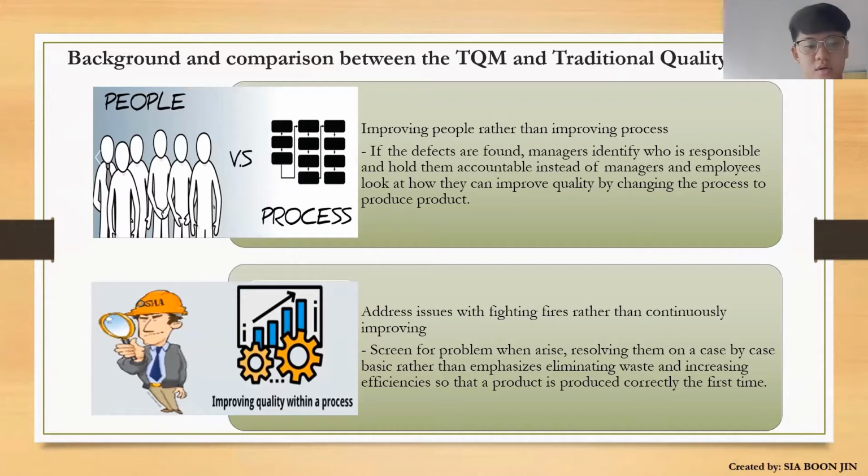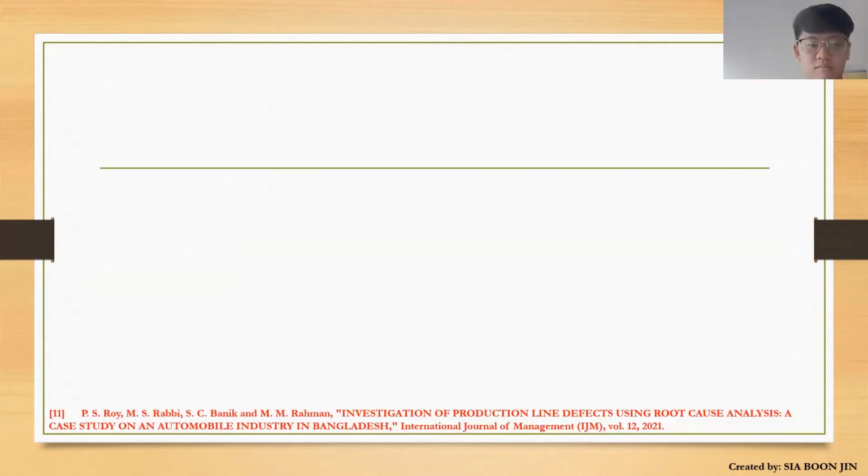And last, the traditional approach screens the problem when the problem arrives, while for modern quality control, which is TQM, they emphasize eliminating waste and increasing efficiency so that the product is produced correctly the first time.